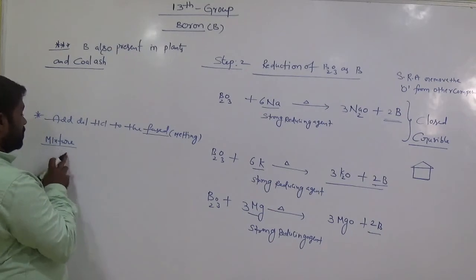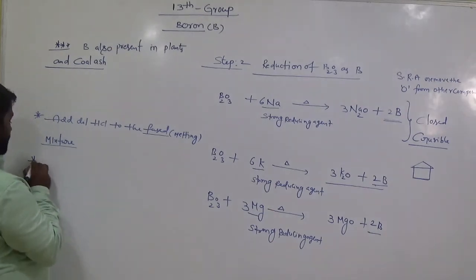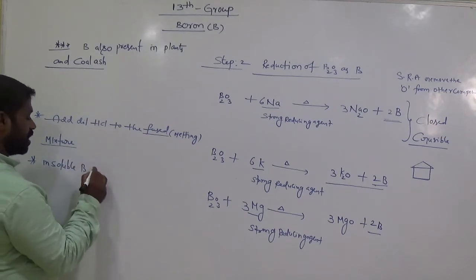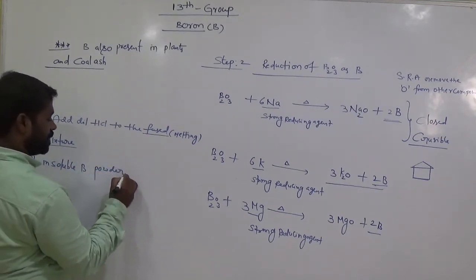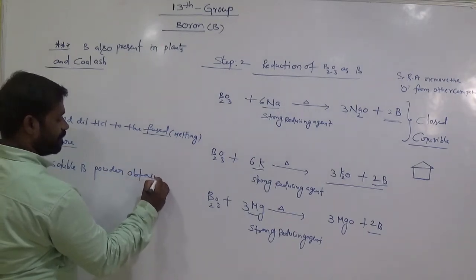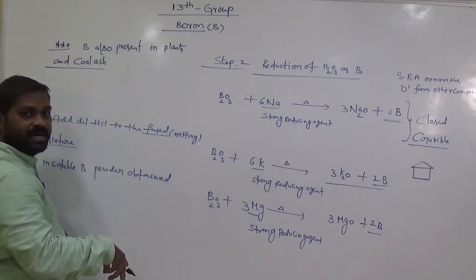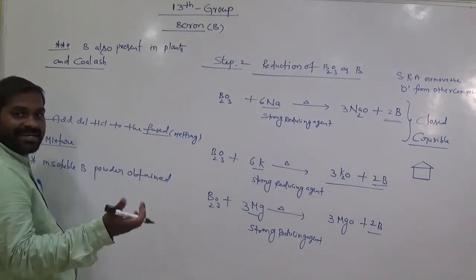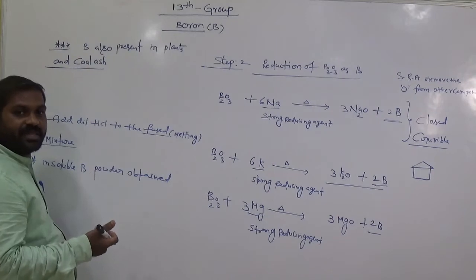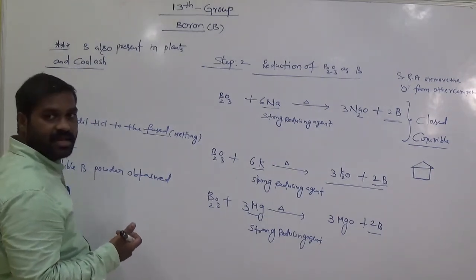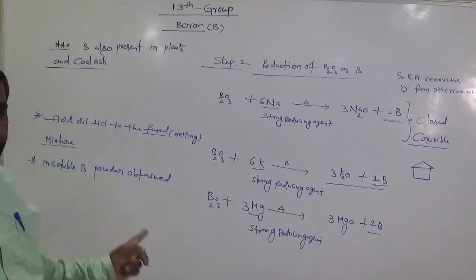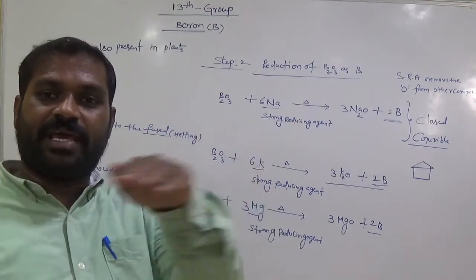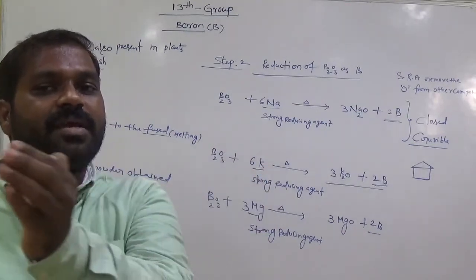Am I right? So the mixture, and then what happened? Insoluble boron powder is obtained. That means boron is insoluble in the mixture. That means we can separate the boron as precipitate. PPT means precipitation. Remember this, by adding dilute HCl, the boron appears on the surface of the layer. That means we can separate the boron.